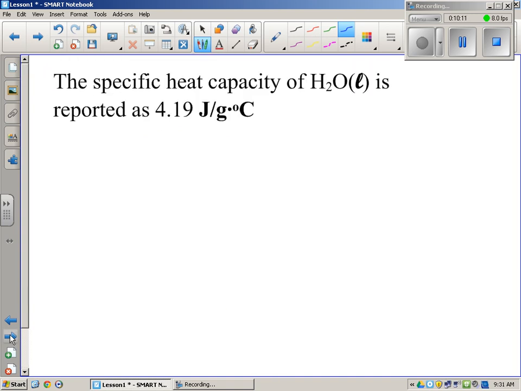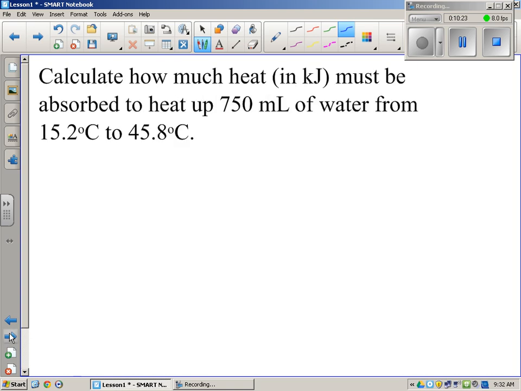Specific heat capacity of H2O is reported as 4.19 joules per gram degrees Celsius. That is, of course, in your data booklet as well. So let's get to our first example here, and I'll show you some of these, and maybe it'll make a little more sense to you.